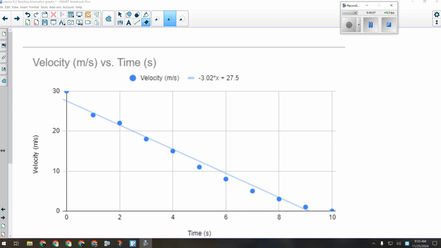Okay, what's this object doing? Accelerating negatively. Okay. At what rate? Negative 3.02. Negative 3.02 meters per second squared. Okay.